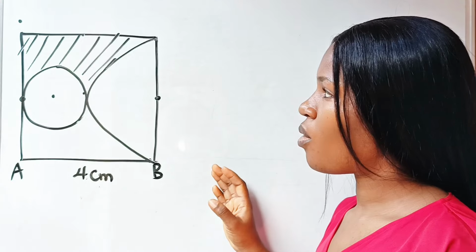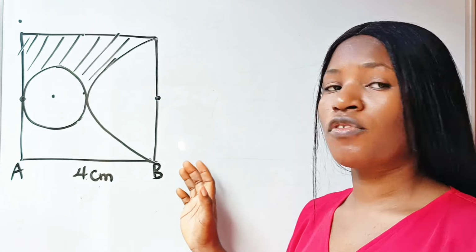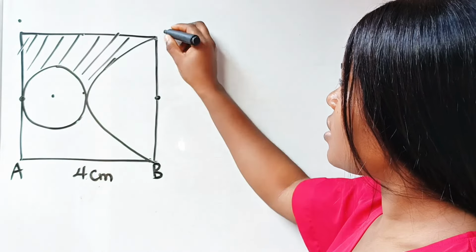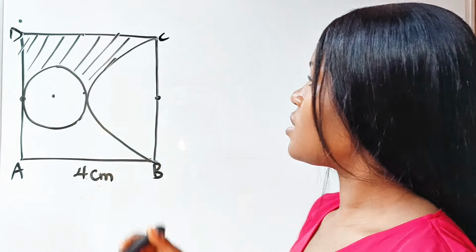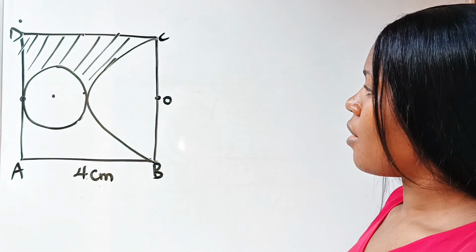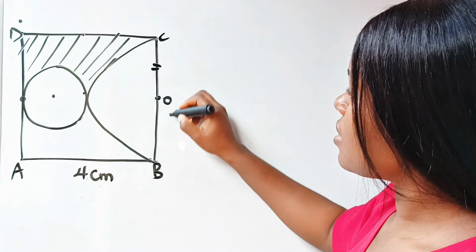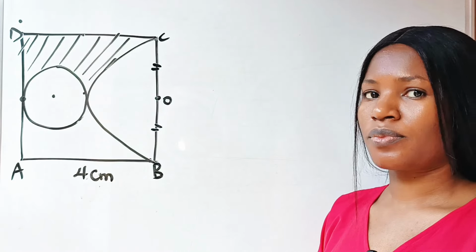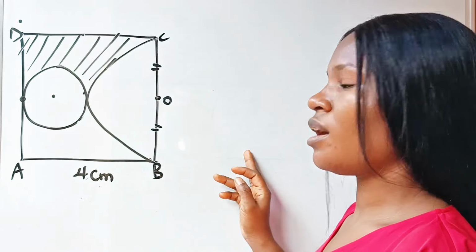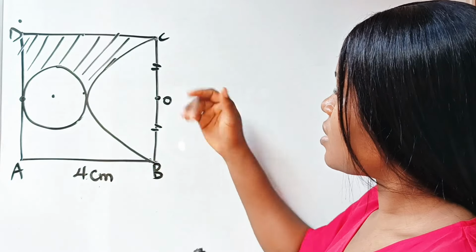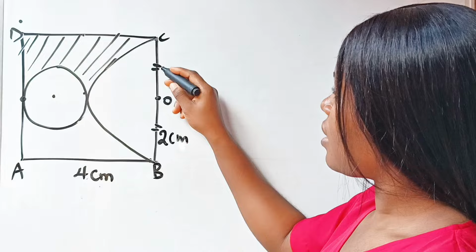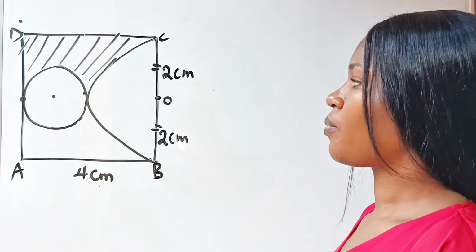Okay, let's add more information to this drawing. If this is AB, let's call this C and call this D. So this is center O, all right, and this place is equal to this place. Because the whole of this is 4 cm, it means that half of it should be 2 cm. So here is 2 cm and here is 2 cm as well.